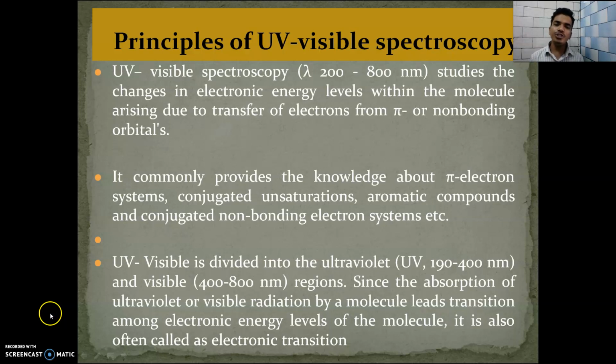Since the absorption of ultraviolet or visible radiation by the molecule leads to transitions among the electronic energy levels of the molecule, it is also called electronic transition. Now in this presentation we only consider UV visible radiation for the study. We will also provide a separate link for the presentation on visible radiation. We consider visible and UV visible under the same principle, but we divide them to understand clearly.